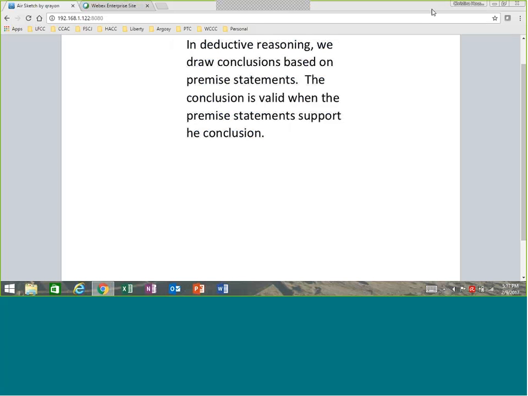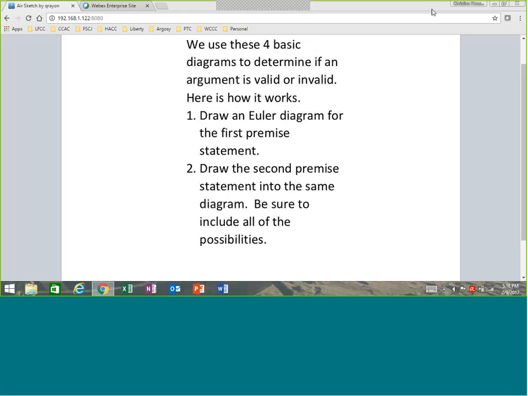Now, in deductive reasoning, we draw conclusions based on what are called premise statements, where we look at sentences, things that we assume to be true, and then based on those statements, we draw a conclusion. The conclusion is valid when those premise statements support the conclusion. So what we're going to be doing is using Euler diagrams to determine if an argument is valid or invalid. We'll be using the four basic ones we just drew, that idea, to draw these pictures to determine if an argument is valid or invalid.